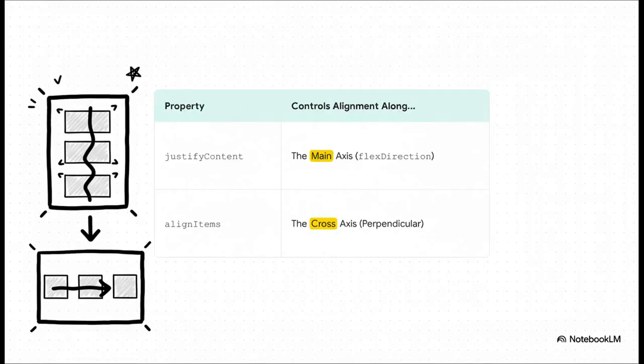Now, to position stuff within that flow, you've got two main tools in your belt, Justify Content and Align Items. Justify Content handles alignment along your main direction. So if flex direction is column, it controls the vertical spacing. Then Align Items handles alignment on the cross axis, the perpendicular direction. Once you master these two, you have precise control over pretty much any layout you can imagine.